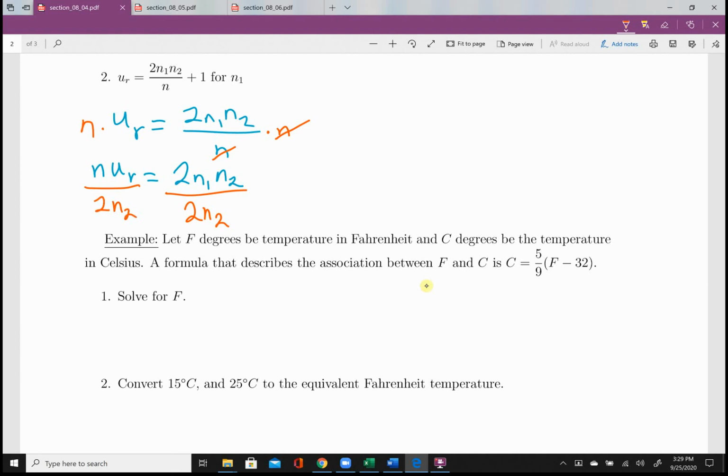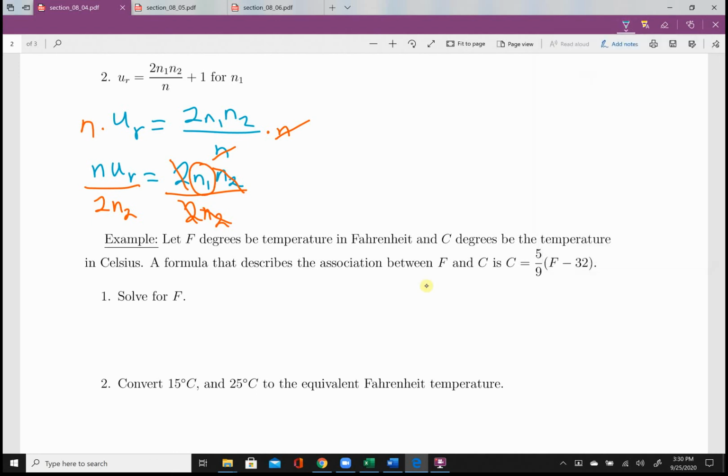Resist the urge to cancel out these n's on the left-hand side. Okay, you cannot do that. You cannot cancel out an n with an n sub 2. Those are 2 separate variables, and canceling those out would be a big no-no. So let's cancel out these 2's though, and these n sub 2's. That's perfectly fine, and we're going to get n sub 1 alone on one side of the equation as desired.